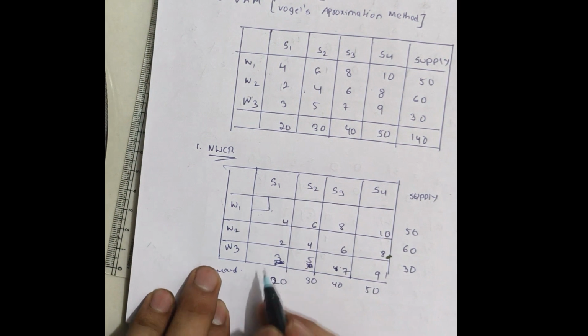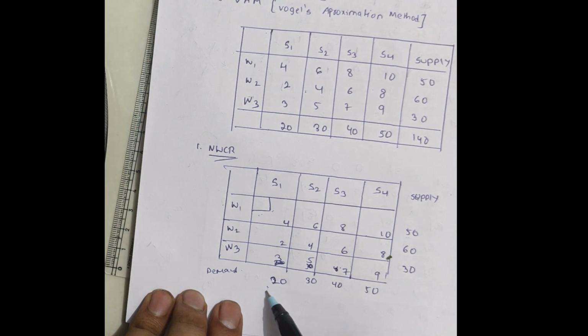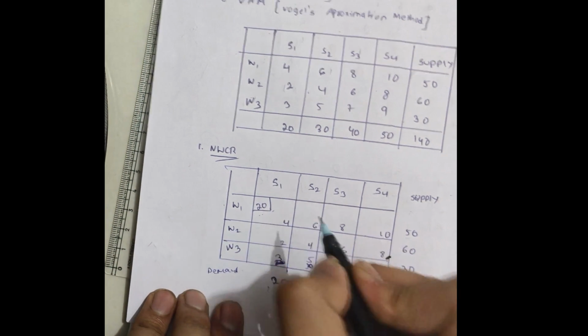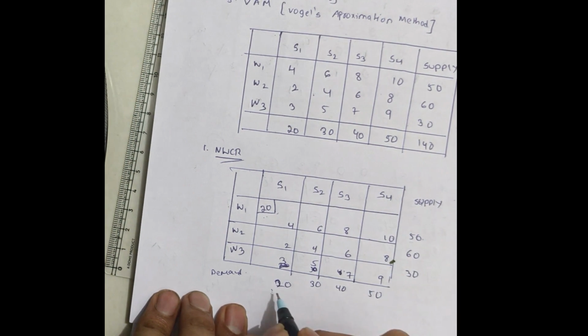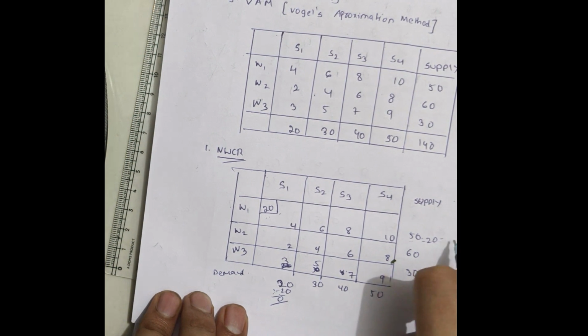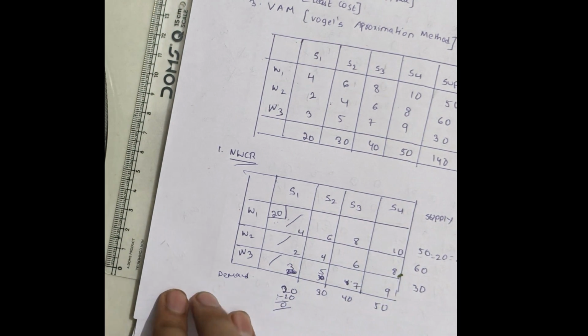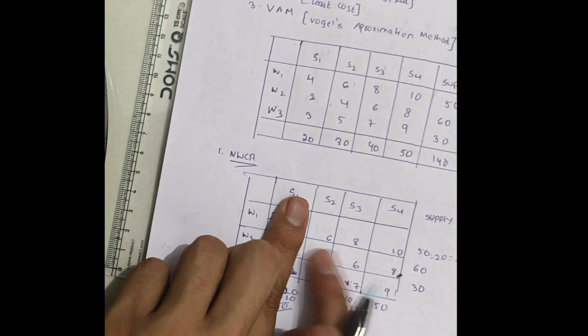Check the supply and demand. Supply is 50 and demand is 20. What is the least one? Demand, 20. Write this 20 and subtract 20 here and here. Supply becomes 30 and demand becomes 0. Then cancel this column, and go on to the next one.